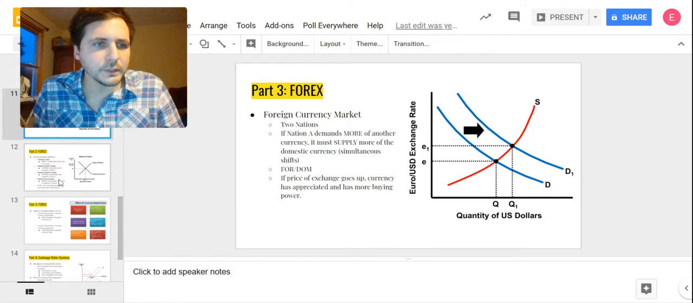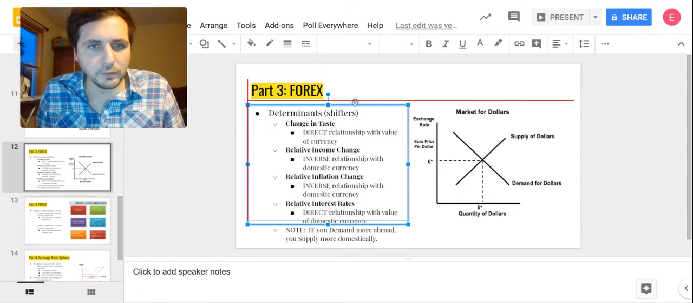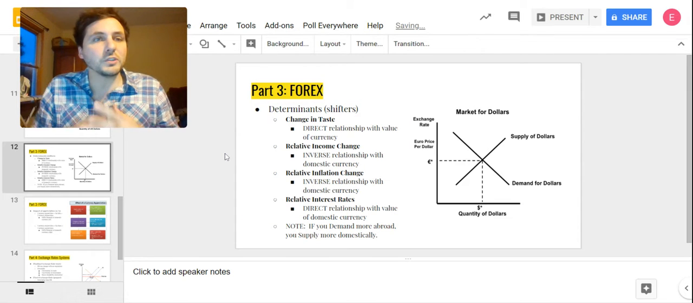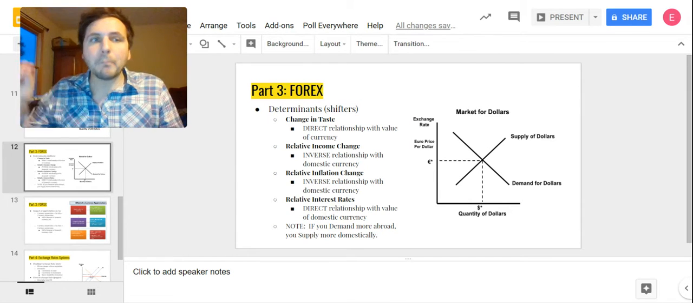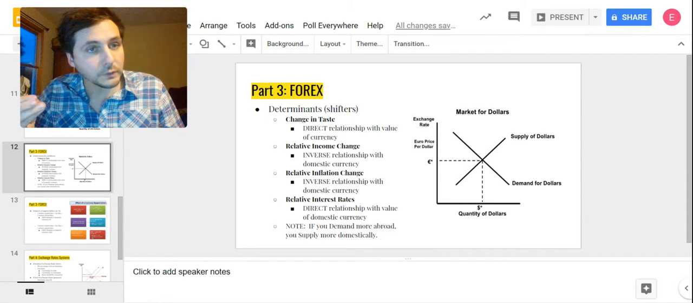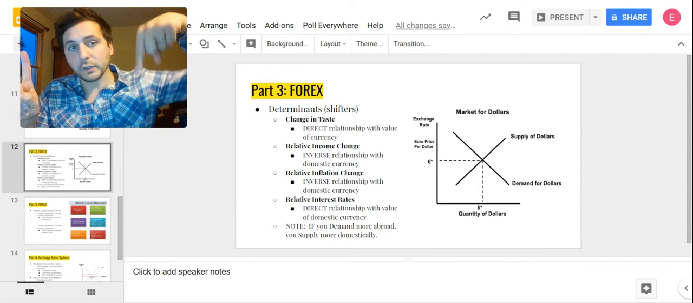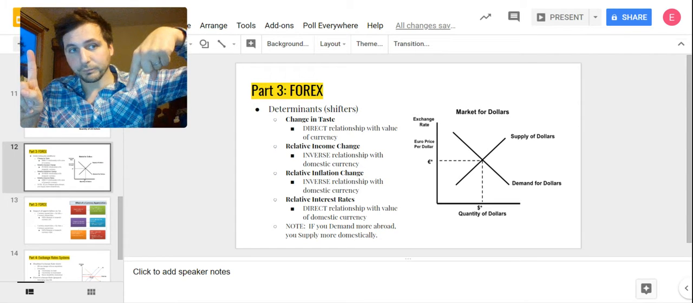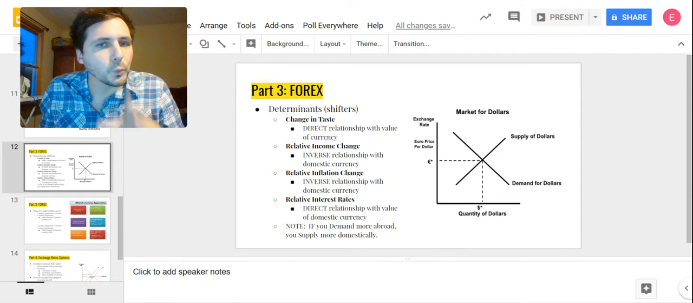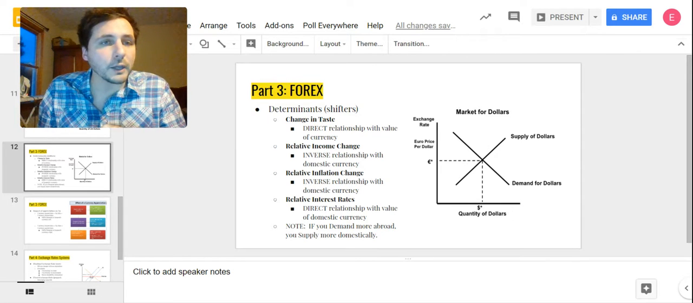All right, let's keep going. What are the shifters in these markets? Got a little preview of it in the last section, but the first one is a change in taste. If I want more of another nation's goods, then I'm going to demand more of their goods, which means I'm going to demand more of their currency, which means that their currency is going to appreciate. If their currency is appreciating, then our currency is depreciating, okay? Or in other words, there's a direct relationship between the change in taste and the value of that currency.